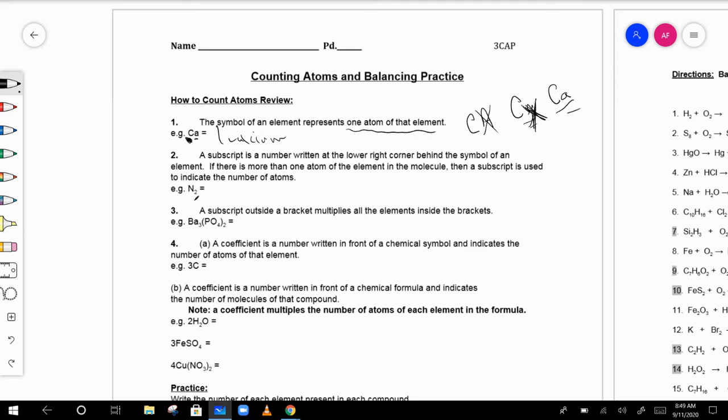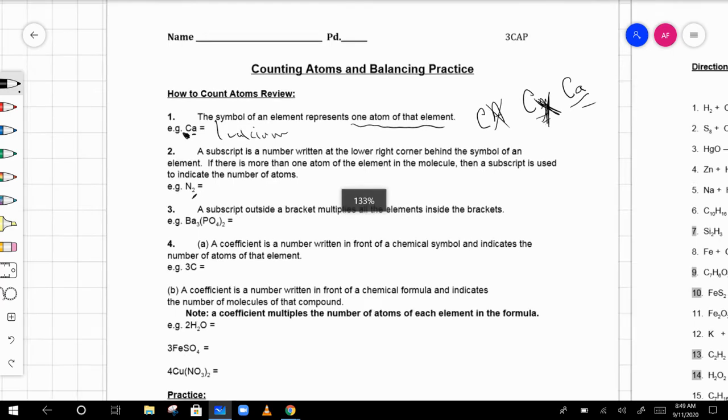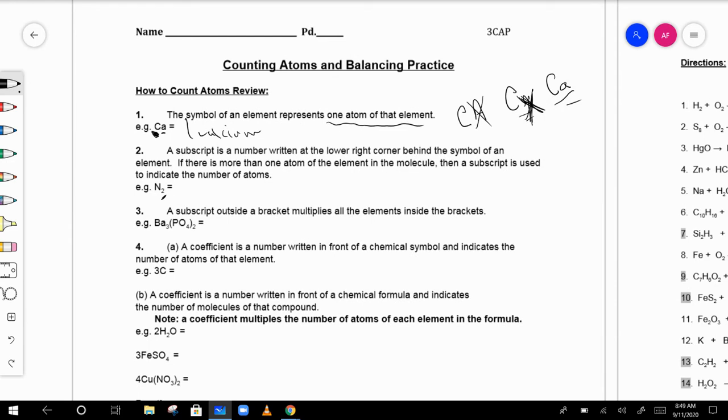Okay. Next, we have subscripts. Subscripts are the little tiny numbers on the right hand side of the element, and they indicate that the elements are chemically combined. Okay, so we have to be careful because subscripts indicate that they are chemically combined. They have a bond between them. So here, this would mean that there's two nitrogens. Two nitrogens.